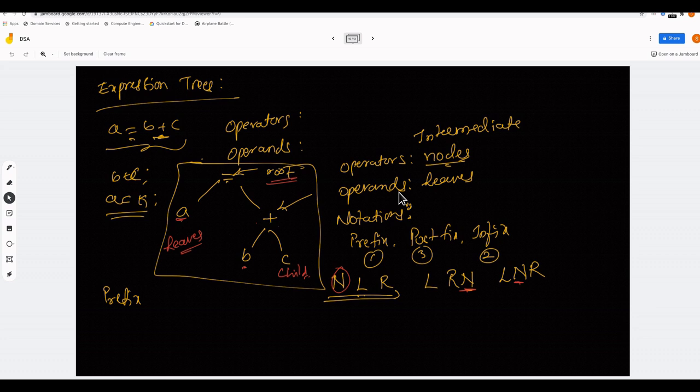I'm just wondering if I should give a few more practices for expression trees. Let's go with some more practice for expression trees, and see if we have time to cover the other traversals. Because we need a lot of practice for these notations, let's give more examples for expression trees.